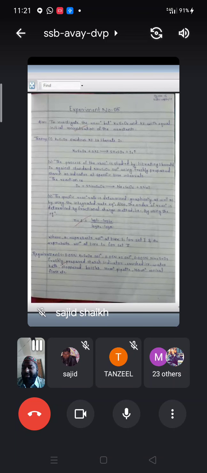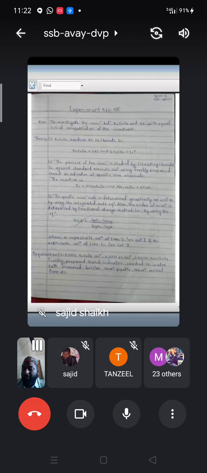The specific rate is determined graphically as well as by using the integrated rate equation, and the order of the reaction is determined by the fractional change method using the formula n is equal to 1 plus (log T1 minus log T2) divided by (log A2 minus log A1), where A1 represents the volume at time T1 for set 1 and A2 represents the volume at time T2 for set 2. How that volume can be calculated is shown there. We can see how to calculate A for set 1 and A for set 2.